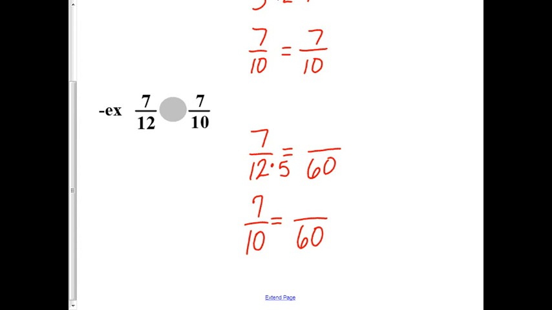12 times 5 is 60. 7 times 5 is 35. 10 times 6 is 60. 7 times 6 is 42. 35/60ths is less than 42/60ths, so that means 7/12 is less than 7/10.